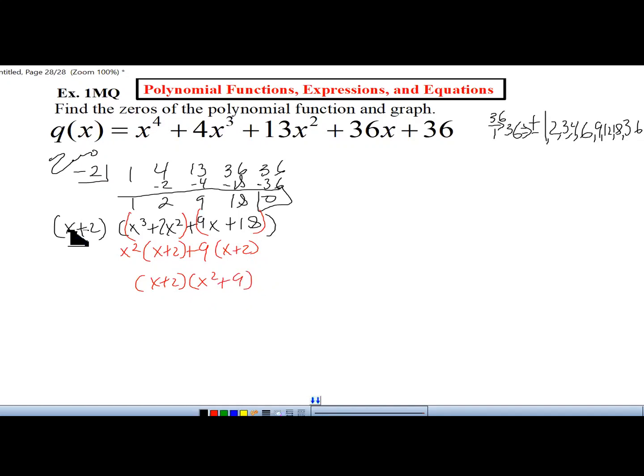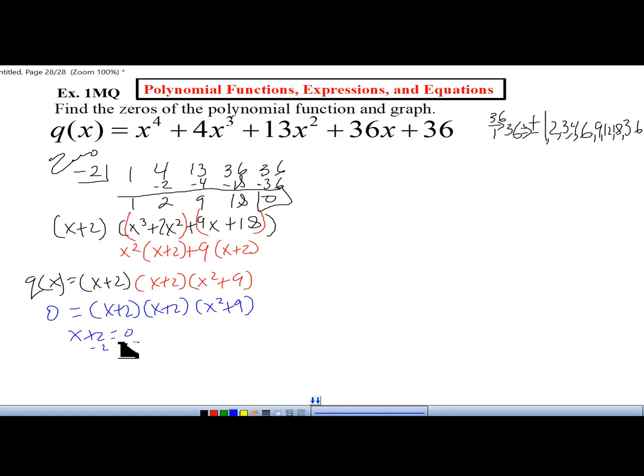Don't forget to bring down the original 0, x plus 2, and all that equal to q of x. Now they want us to graph, so we need to set it equal to 0. x plus 2, x plus 2, and x squared plus 9. So x plus 2 equal to 0, minus 2 minus 2, x equals -2. Write it again, x plus 2 equal to 0. What are we going to get again? x equals -2.